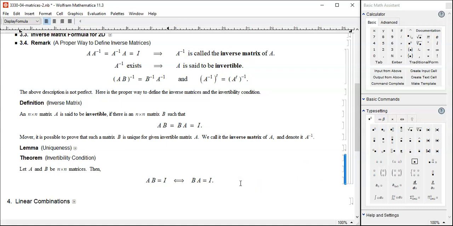If A and B are n by n matrices, then AB equals I means BA equals I, and vice versa. So when AB is equal to I, then automatically BA is equal to I, and vice versa. So we don't really have to check both.